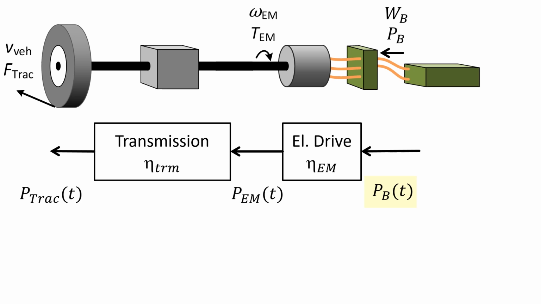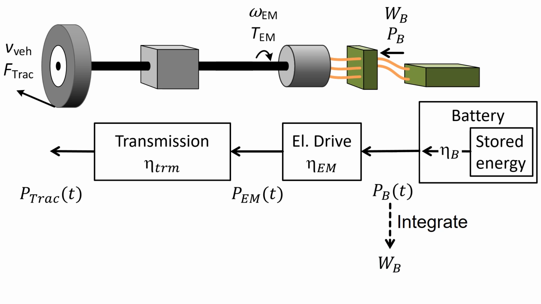To find out how much energy the battery needs to store, we also need to know the total energy required from the battery during a driving cycle. If we run a simulation of the powertrain, we can get a time series of battery power values. By calculating the integral of the battery power with respect to time, we get the total net energy from the battery during the driving cycle, WB.